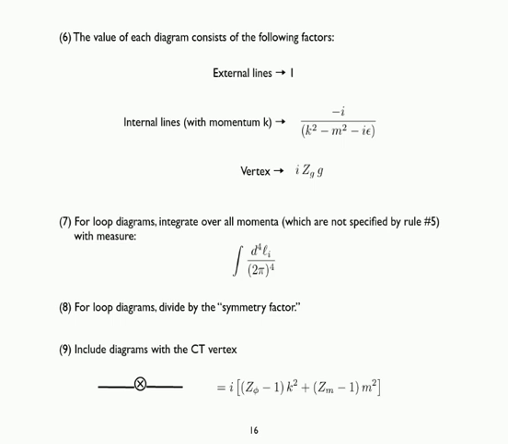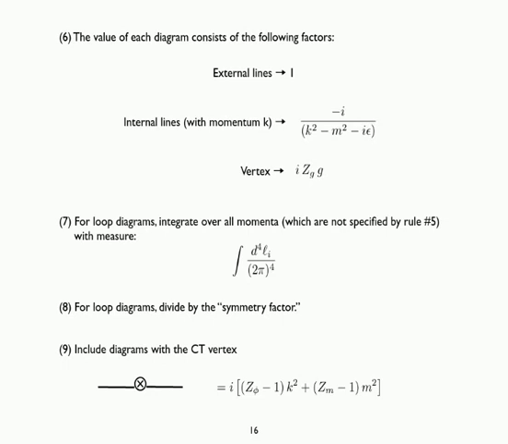So every loop you're going to have some unspecified momentum, and because of the form of the LSZ formula, you're going to have to integrate over it. That's going to cause problems, and we'll start to talk about that today. For loop diagrams, you have to include the symmetry factor. Remember, for tree level diagrams the symmetry factors always cancel out, so you don't have to worry about them. And always include your counter term vertices.